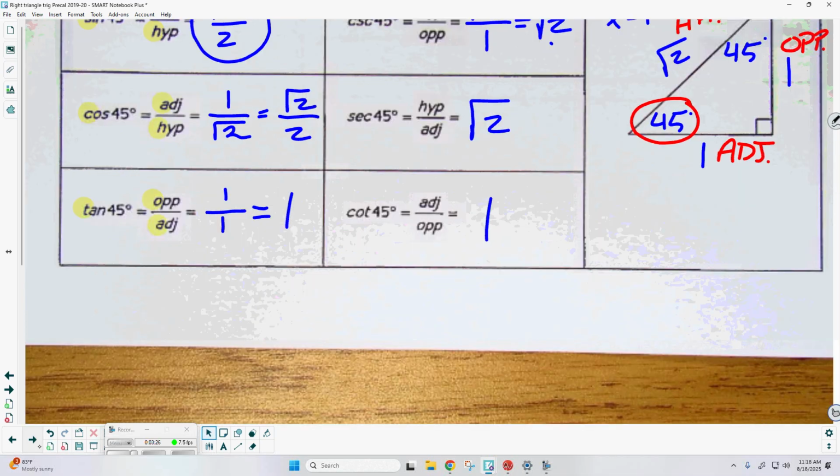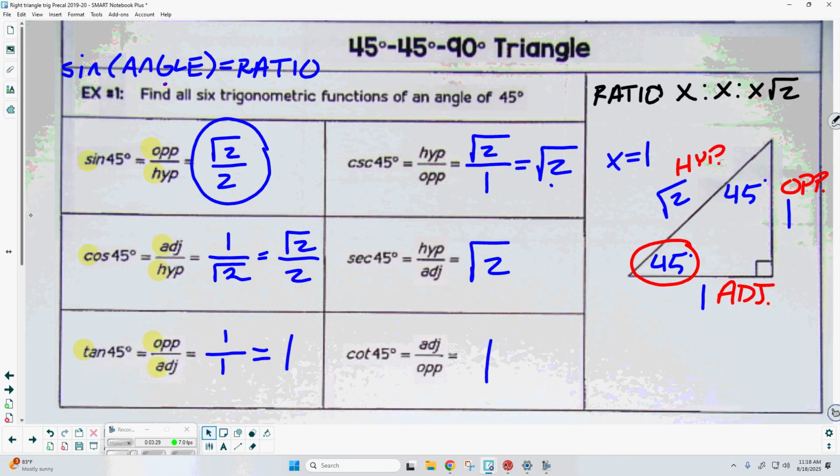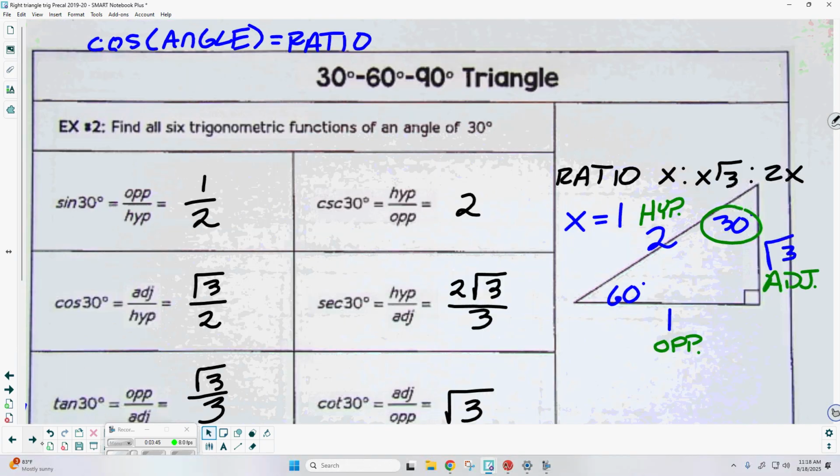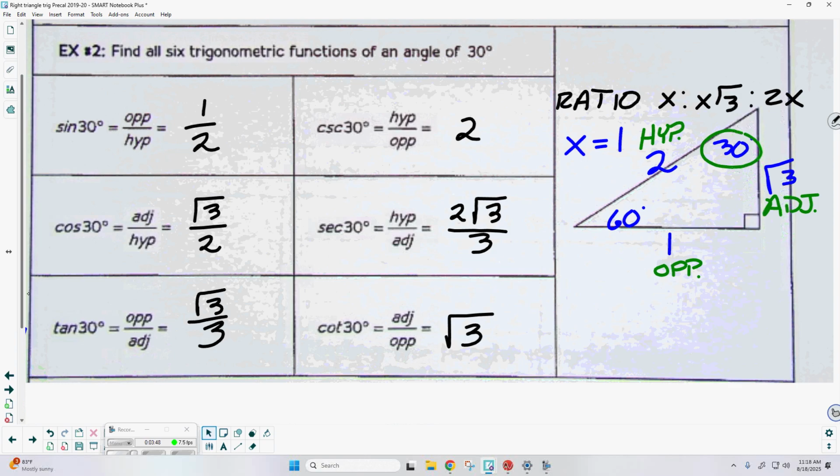Okay, and then on Friday, we took a look at evaluating with our first special right triangle, 45, 45, 90. So the relationship here was x, x, and x root 2 because it's an isosceles. According to these definitions, we just plugged in the appropriate values. Everybody seemed to be doing okay. And then this is what I asked you to do over the weekend. Our second special right triangle, 30, 60, 90, the side relationship is going to be x, x root 3, and 2x. So I asked you to evaluate all 6 of those trig functions at 30 degrees.